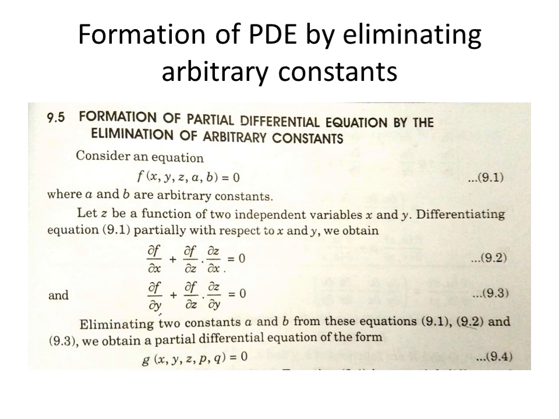So by some mathematical calculation, finally we will find an equation in the shape of 9.4 here, G(x, y, z, p, q) equals 0, where p and q are standard symbols. p means del z by del x and q means del z by del y. That means partial derivatives of z with respect to x and y. That's why we consider it a partial differential equation. So that is how we can form a partial differential equation by eliminating arbitrary constants.